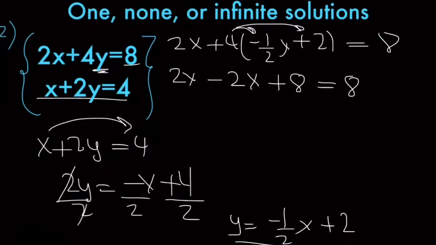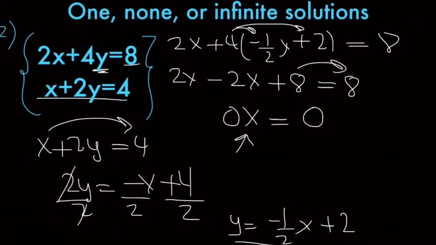And now we'll take this to the other side and simplify. So 2x minus 2x, that's 0x, equals 8. If this to the other side would be negative 8, again 0. So 0x equal to 0. This is infinite. This has infinite solutions because whatever we put for x will always be equal to 0.